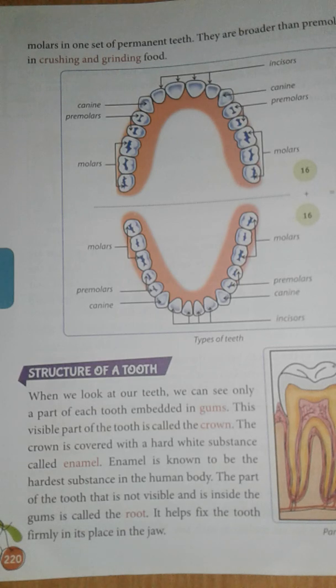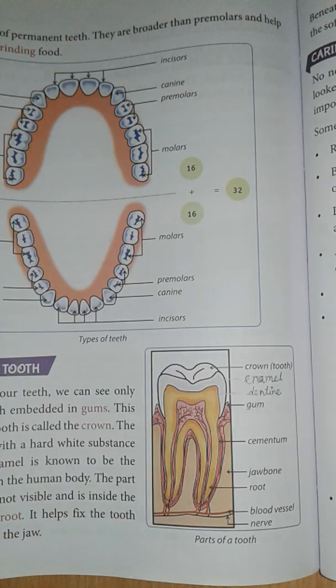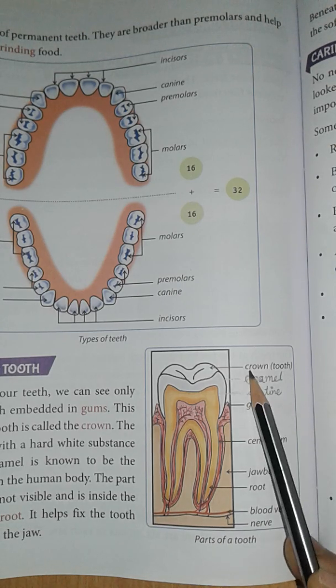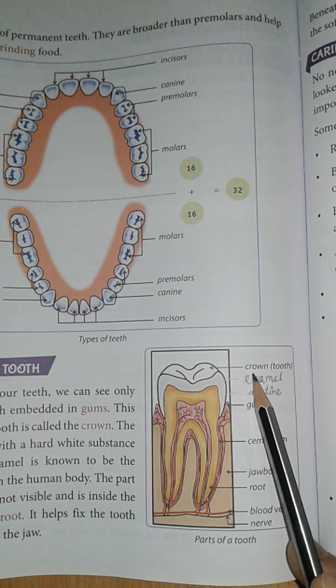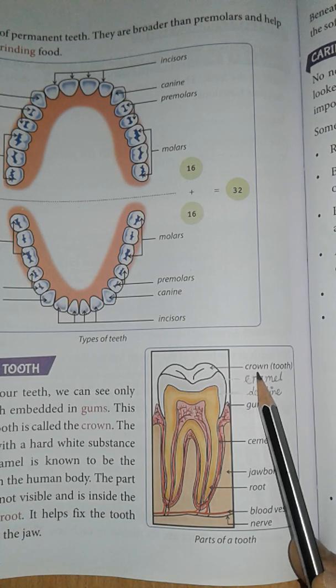The visible part of the tooth is called the crown. And what is the root? The part of the tooth that is not visible and is inside the gums is called the root. Observe the parts of a tooth. This visible part of the tooth is called the crown.